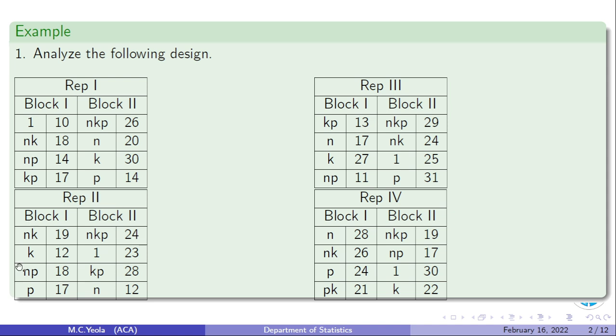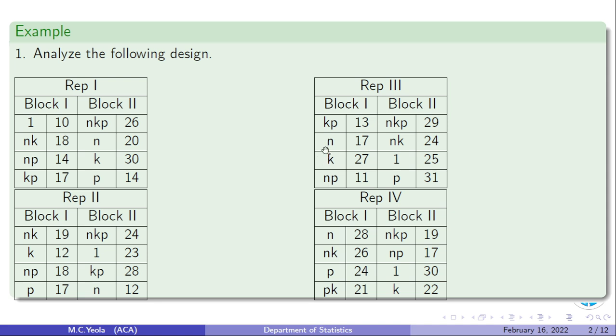Similarly, in the second replication, block 2 is having 1, so we observe block 1. In block 1, observe the single factors: k and p we are having. So kp is confounded in the second replication. This is the meaning here. Similarly, in replication 3, observe the block other than the one with 1, that block is this one here. So n and k are the single factors.